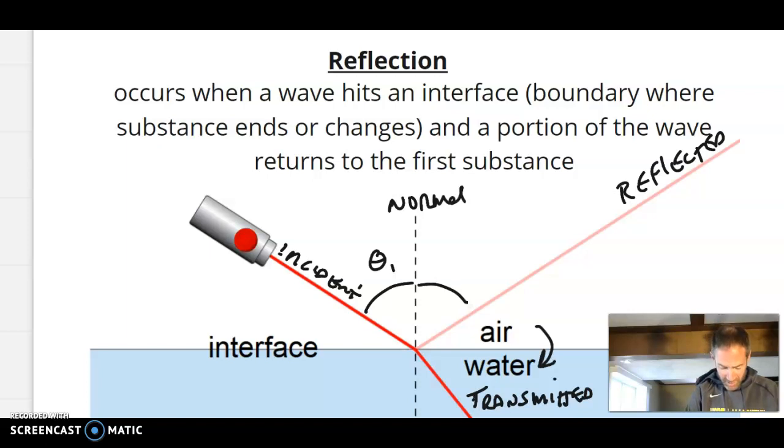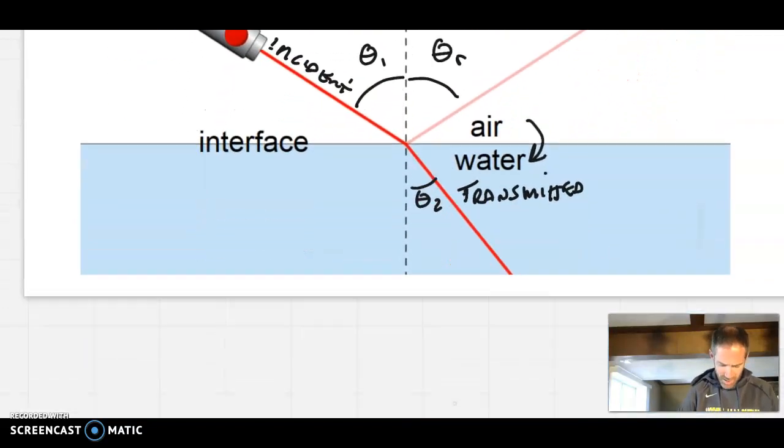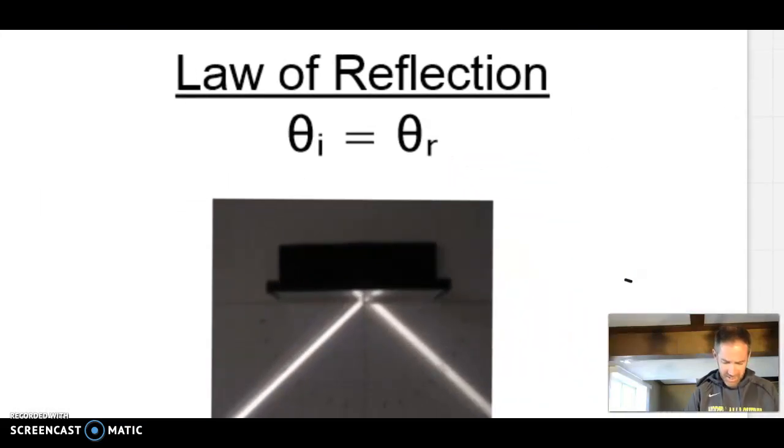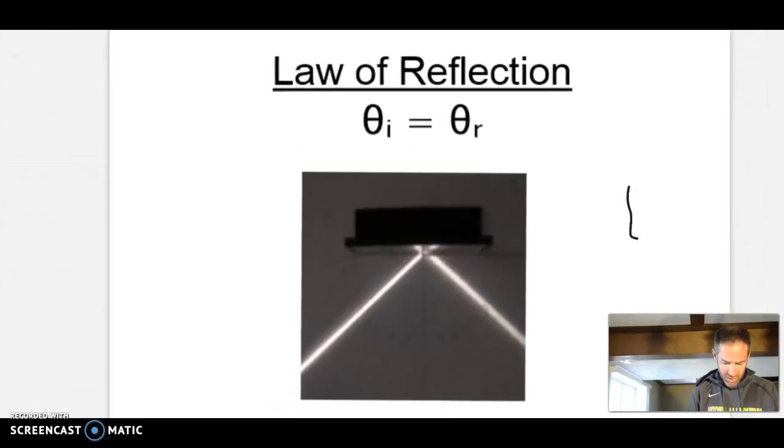And this angle over here, we're going to call that theta R for the angle of reflection. This angle down here is important for later too. We'll call it theta 2 for the angle of refraction, and that's going to be the subject of a different video. You can see then that the law of reflection says that the angle of incidence and the angle of reflection are always going to match each other.